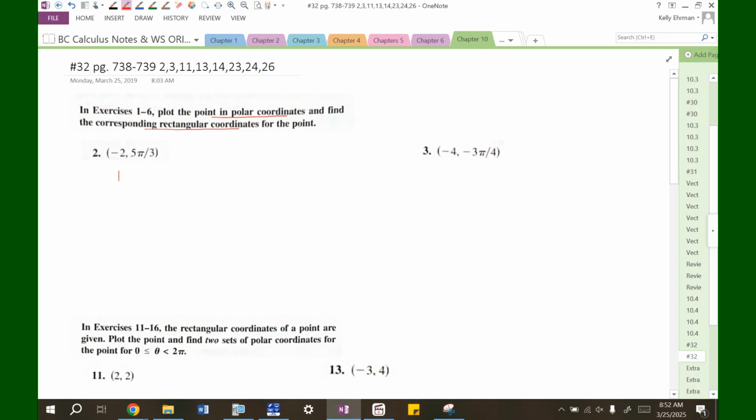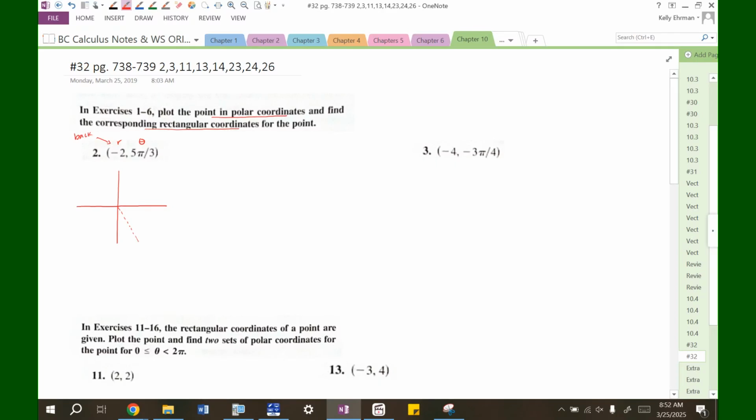So I don't have polar paper here, but it doesn't really matter. You're just plotting a point. To plot these points, you're given r and theta. Remember, you face the angle and then you walk forward or backward. So in this case, I'm going to face 5 pi over 3, but then I'm going to walk backward 2 units. So 5 pi over 3, just kind of pencil in where that is.